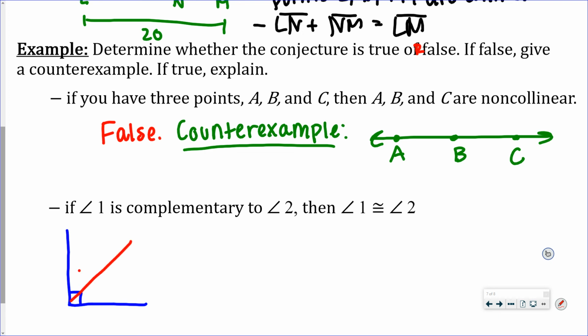What would both the angles have to be if they were congruent and added to 90? 45. So they could be. But are they always going to be 45, 45 in order to be complementary? No. This is false. Counterexample.